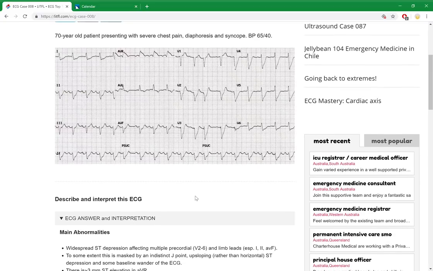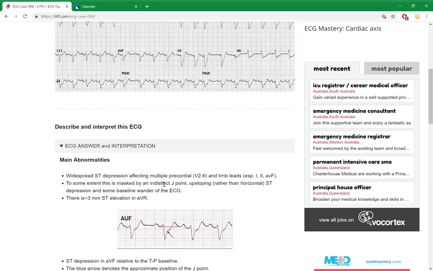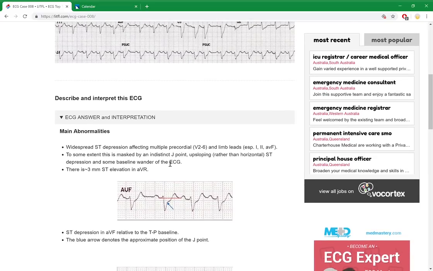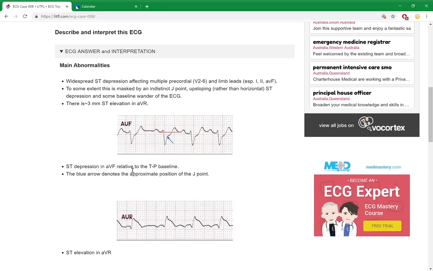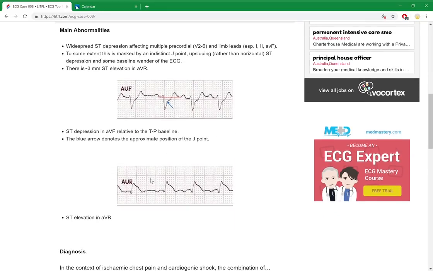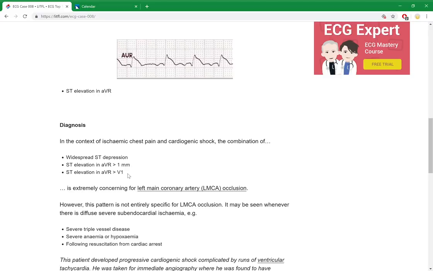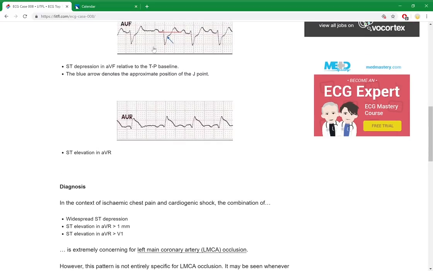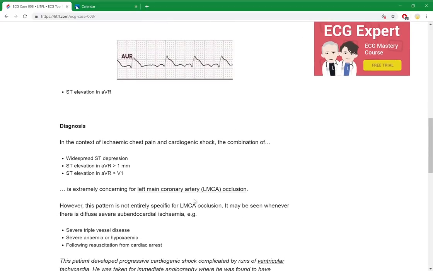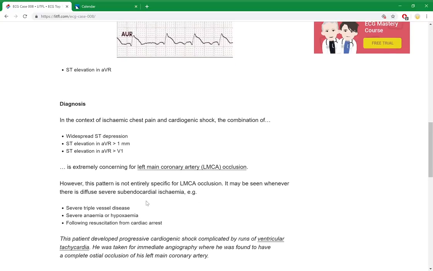So if we look at this, we have widespread ST depression, like we were saying. Indistinct J point, it's hard to tell exactly where the ST segment begins. There's 3 millimeters or so ST elevation in aVR. We kind of already talked about how to calculate where the ST segment actually begins and ends, so this is kind of important. So it's extremely concerning for left main occlusion when you have this ST elevation in aVR and ST depression pretty much everywhere else. However, it's not entirely specific. There's other things that can cause it.